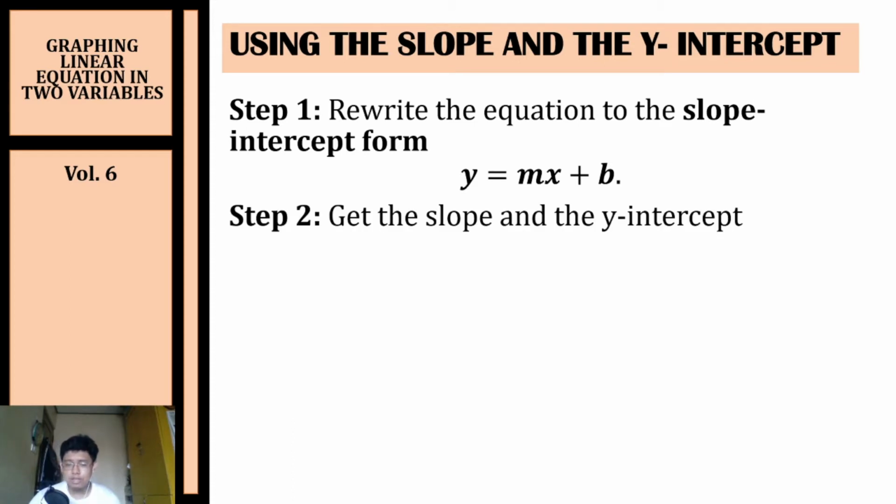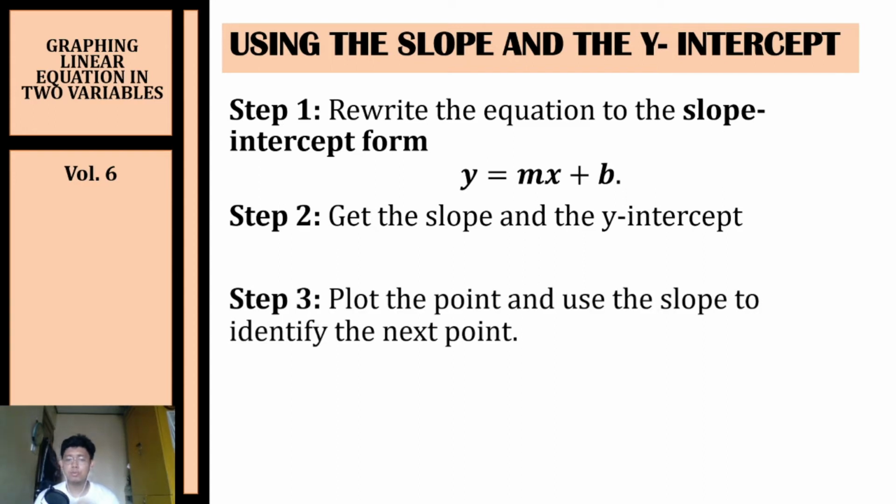Our slope is located as the numerical coefficient of x in our slope-intercept form, and our y-intercept is the constant term in our slope-intercept form. And our third step is for us to plot the point, the y-intercept, and use the slope to identify the next point. Here are some examples in graphing linear equations in two variables using the slope and the y-intercept.